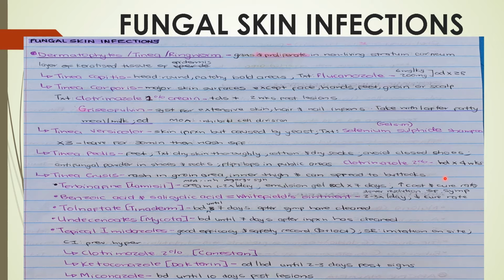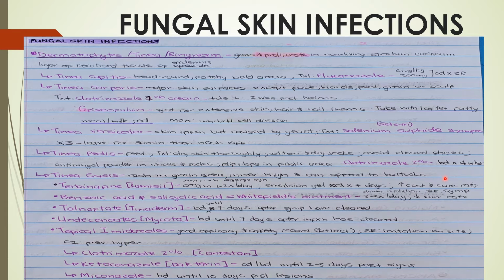Or you can use an emulsion gel. So emulsion gel is when you cover your whole body once daily for 7 days. So you can use the cream that you apply once or twice daily, or you can use the emulsion gel where you cover your whole body from your neck downwards, and you use it once a day. You wash it off for 7 days.